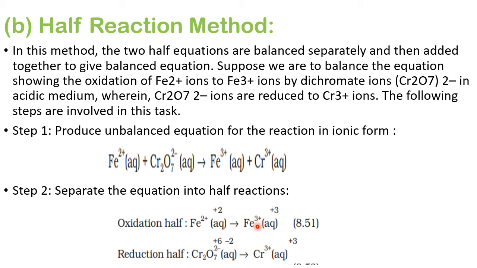Now, this equation I have taken directly from the textbook. That's why you will find 8.51 here. This is from the textbook print. Now, the reduction half. Cr is in the +6 state here, and here Cr is in the +3 state. A decrease in the oxidation number is reduction. Therefore, this is the reduction half. This is the oxidation half, and this is the reduction half.